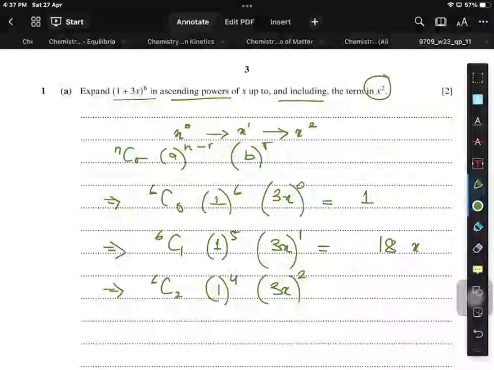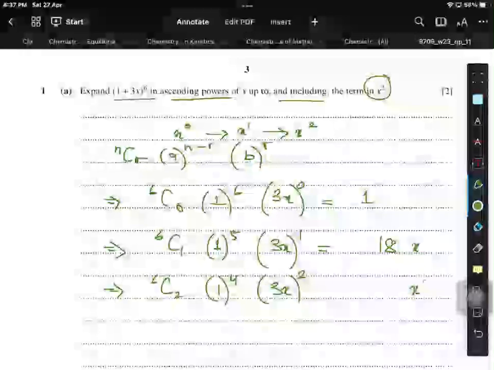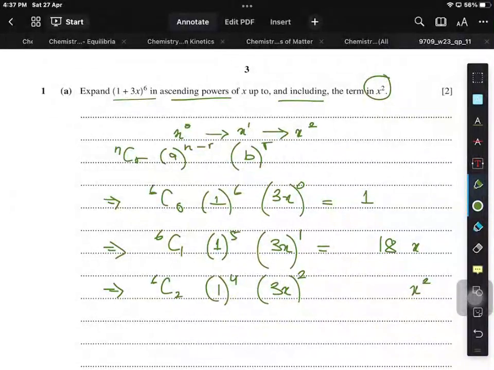So 18x. Now let's do the same thing for x squared. That would be 6C2 times 3 squared, because the square is on 3 as well as the x. So that would be 135, so 135x squared. These are the three terms that we have in ascending order of x up to x squared: 1 plus 18x plus 135x squared. Okay, that's it for the first part.